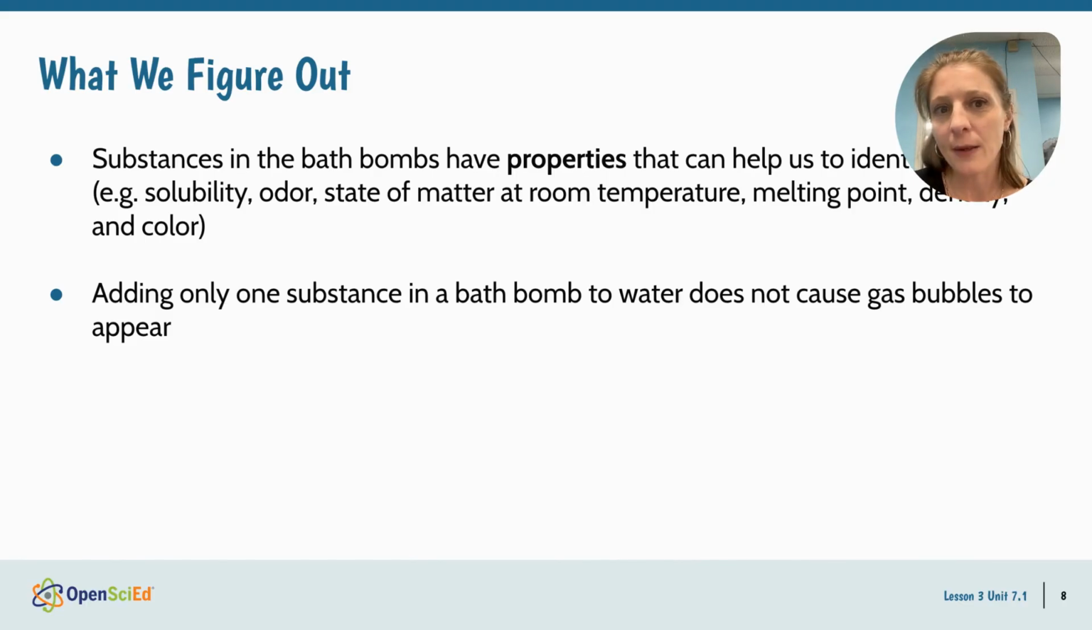So what do we figure out? Those really key parts to this lesson are that substances in a bath bomb have properties that help us to identify them. They help us to tell them apart, right? Like solubility, odor, state of matter at room temperature, melting point, density, and color. We also figure out that adding only one substance in a bath bomb to water does not actually cause the gas bubbles to appear.